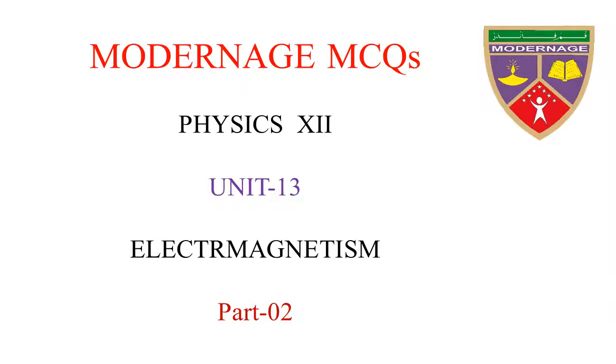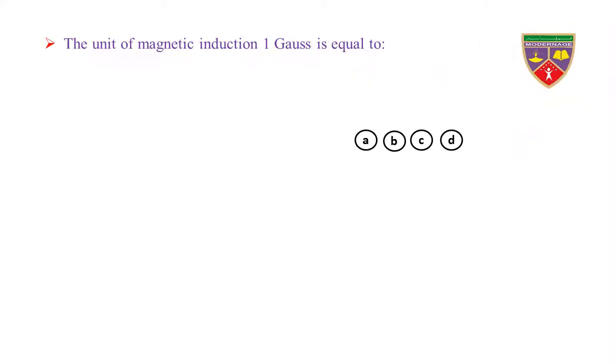Modern Age MCQs, Physics Class 2nd Year, Unit number 13, Electromagnetism, Part 2.